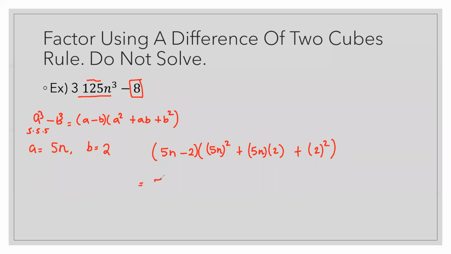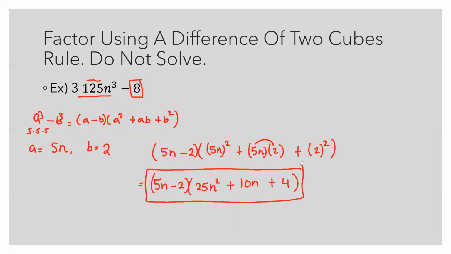So your final answer is 5n minus 2. And then 5n squared, you're squaring two things, the 5 and the n. So 5 squared is 25, and then n squared is n squared. Plus 5n times 2, that's 10n. Plus 2 squared is 4. Okay, so that is example 3.